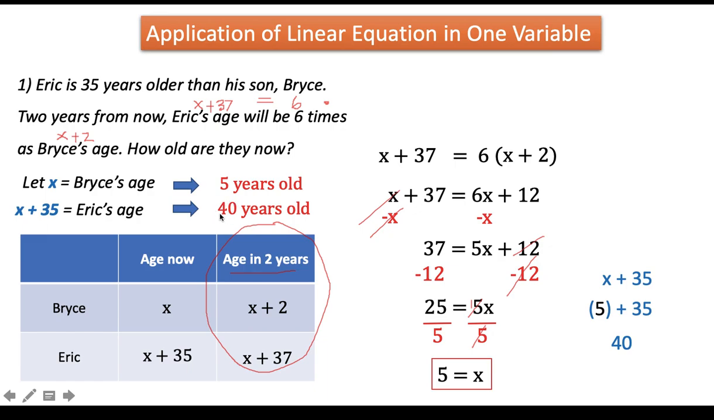Is it true that Eric's age, which is 40, is 35 years older than his son, who is 5 years old? Yes, it is, because 40 is 35 more than 5.